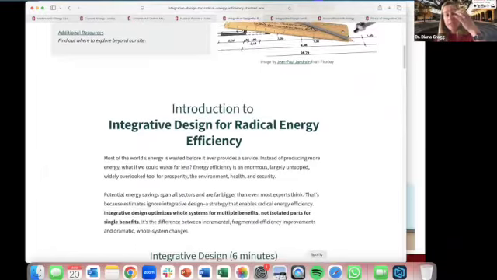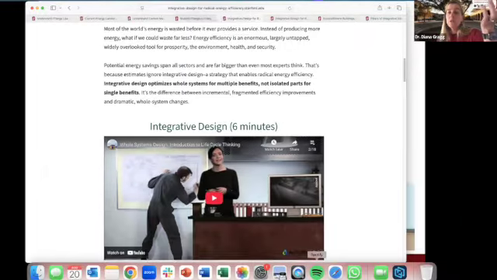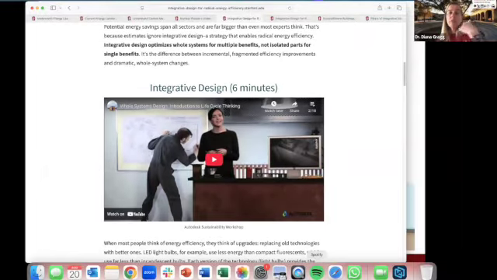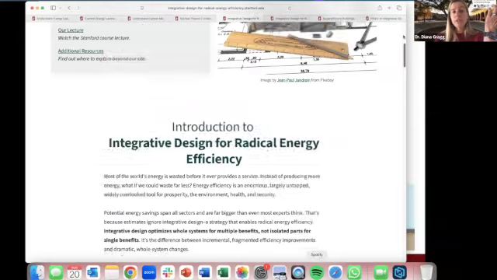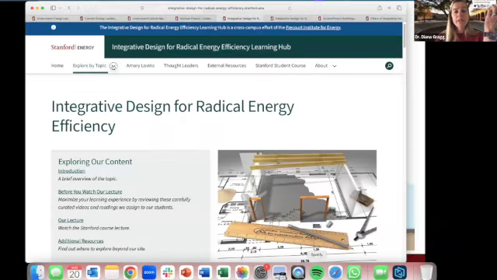Again, the difference in this learning hub is that this is really a tool set. This is really for application to any system that you're trying to solve. We're using it for energy systems, for energy efficiency. You could really use integrative design to solve any type of problem or system. I highly recommend this video. It really breaks down what we're trying to do. And then you can get into the pillars.